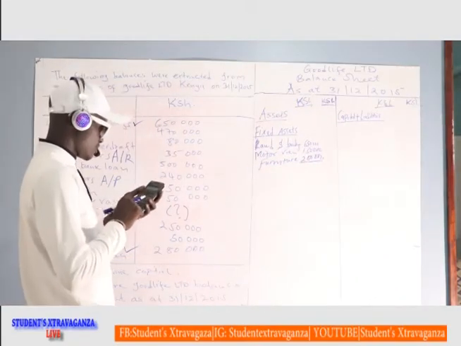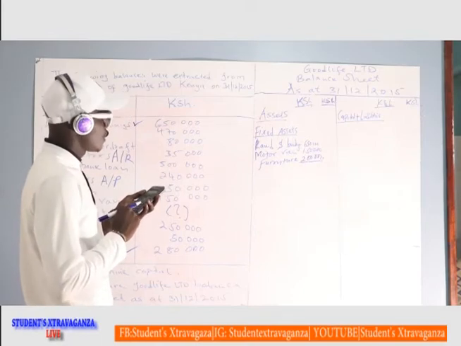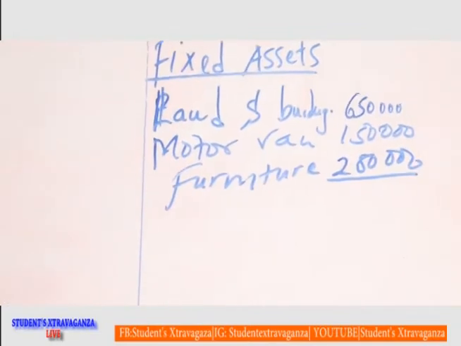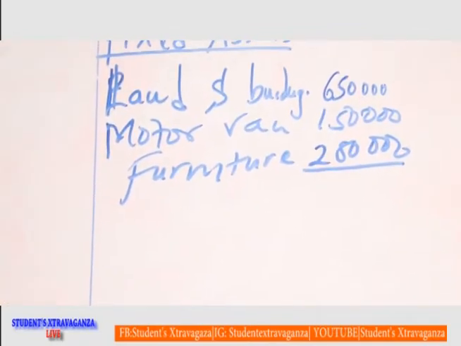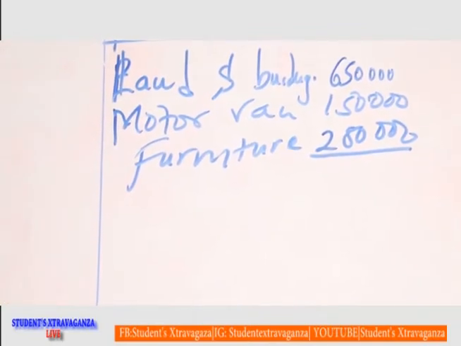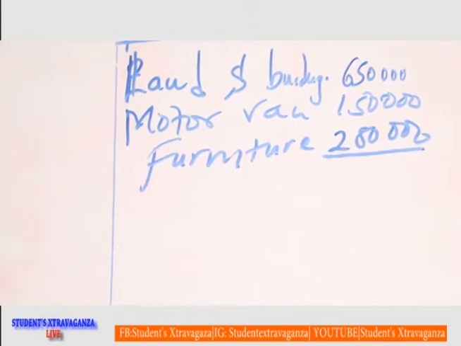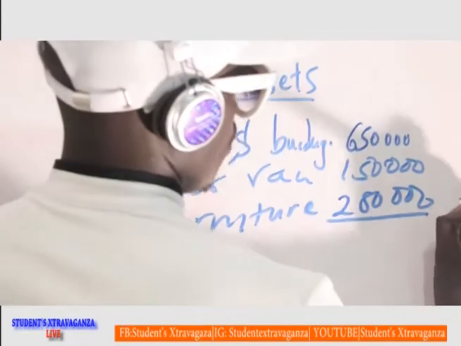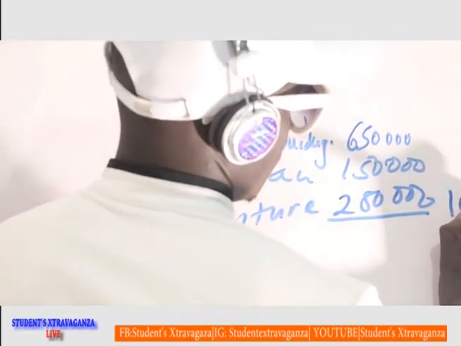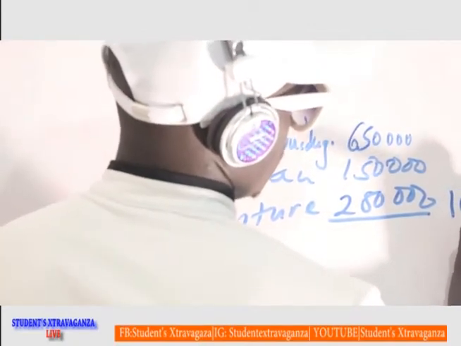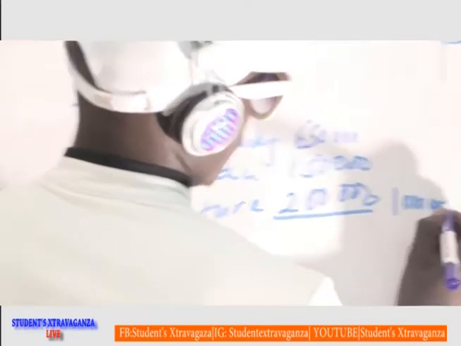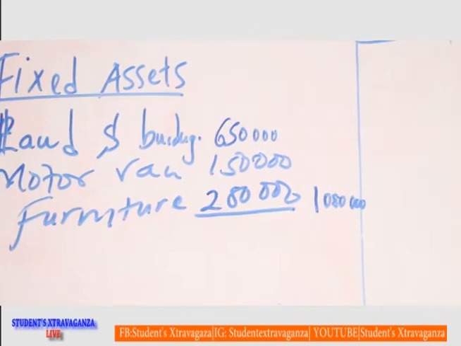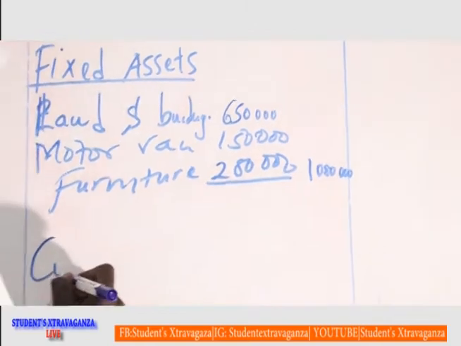Let's get the total: 650,000 plus 150,000 plus 280,000 equals 1,080,000. Then we move to current assets.